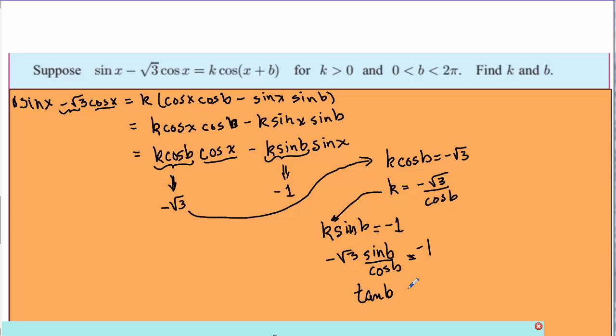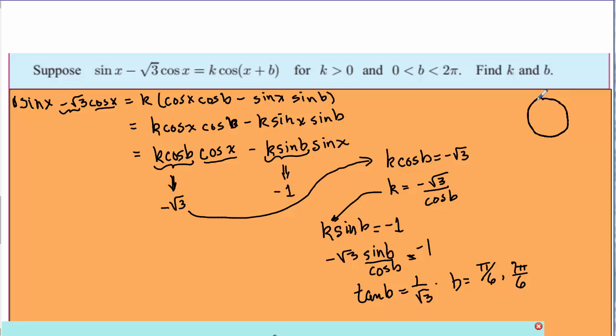tangent of b is equal to minus divided by minus is plus 1 over root 3, and we're going to have two angles that make this true. B is equal to pi over 6, and the other one is 7 pi over 6. Those are both angles between 0 and 2 pi with a tangent of 1 over root 3. You'll remember, go back to the unit circle.